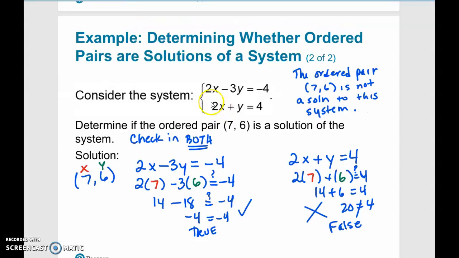So what I did, you should restart the video, and you should have seen that when you try it in the first one, you do get a true statement. But when you check it in both, in the second equation, the linear equation, you get a false statement. And so since it does not work in the second one, the ordered pair is not a solution to the system. And so that should be your answer. So you have to check it in both.